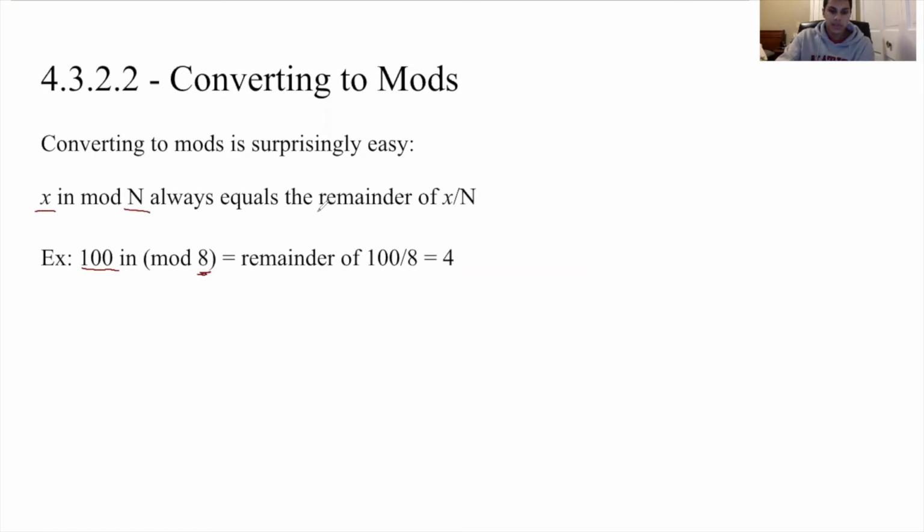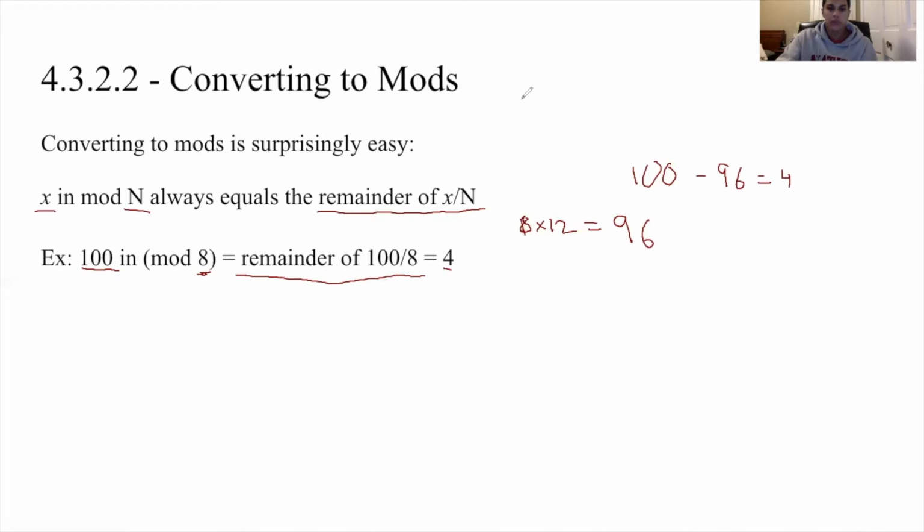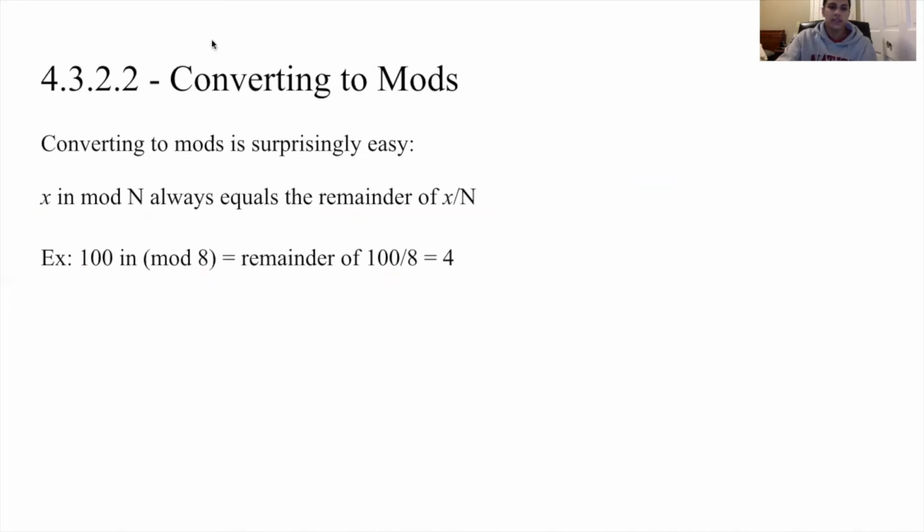So it's going to be equal to the remainder of x over n, or the remainder of 100 divided by 8, which is 4, because 8 times 12 is equal to 96, and that's the closest number you can get to 100 before you go to 104. So the remainder of that, 100 minus the closest multiple of 8, is 4. So 100 would be equal to 4 in mod 8. So it's actually surprisingly simple to convert to mods.